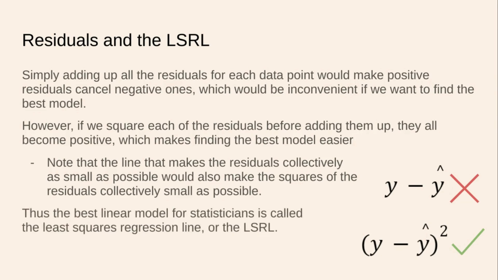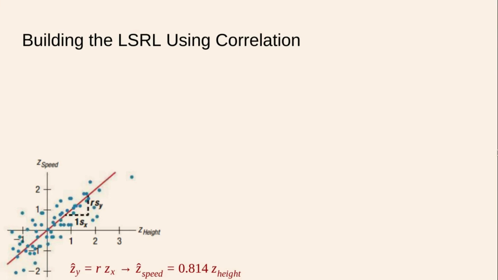So the best linear model for statisticians is called the least squares regression line. We square the residuals to make them positive. That's just an efficient way of doing things. One might wonder why we don't just take the absolute value of the residuals. I'll leave that to the big brains in statistics. All I know is that squaring is just as effective at producing the best line, and that's what we do in AP Stat. So let's talk about how we build this regression line using the correlation coefficient.